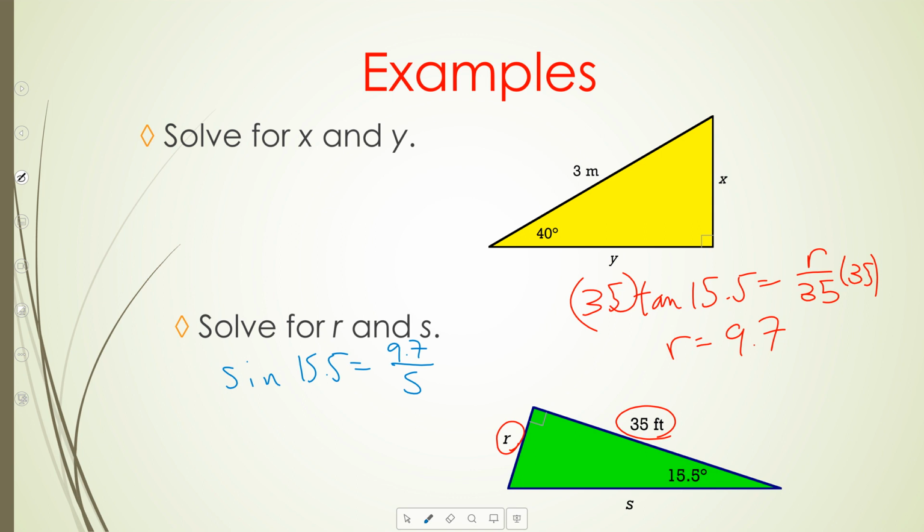Say again? David? Cross multiply. Bingo. Cross multiply. I'll show you an easier way to do that. But basically what happens is we put this over 1 and we cross multiply. However, I like to use something I call the switcheroo. What the switcheroo does is it takes the thing on this side and switches it with the denominator. And we get S equals 9.7 divided by the sine of 15.5. You get the same results when you cross multiply and solve for S.